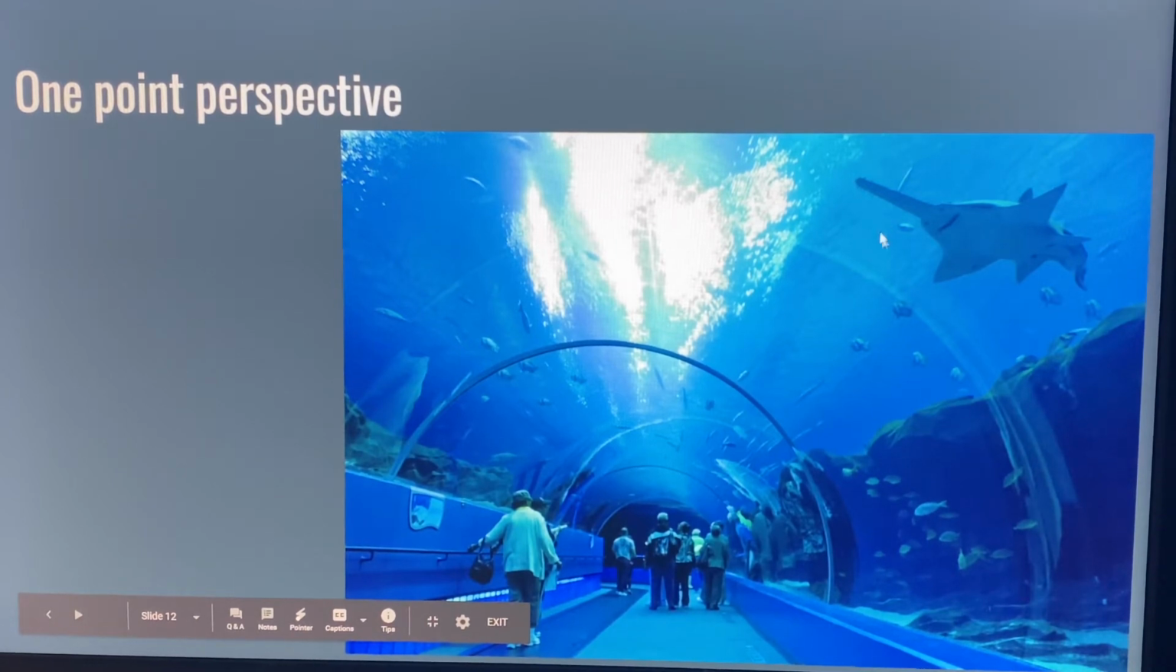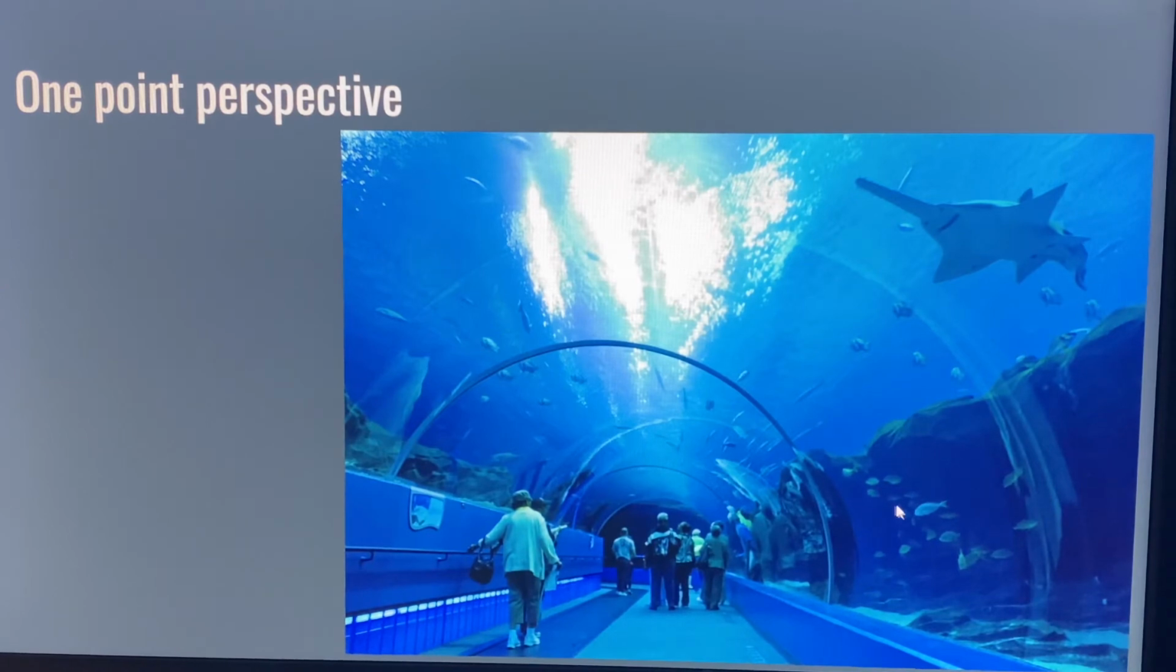Here again, we see a really large sea animal. And so he's big and he's closer to us. He's not way over here down the tunnel. So he's gonna appear really large. As he swims further away from us, he would appear smaller.